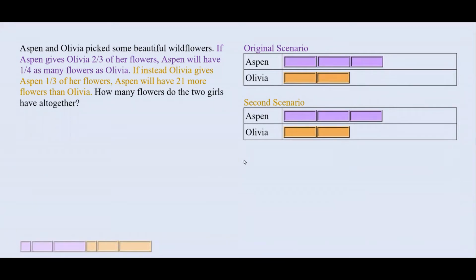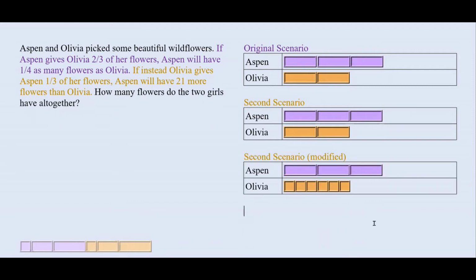Since it's hard to do, I'm going to replace each of Olivia's orange rectangles with 3 equal parts. Basically, the third table is the second scenario, except Olivia's 2 rectangles were replaced with 6 smaller squares, and 3 of those squares form 1 unit rectangle. Now, Olivia has 6 equal parts and 1/3 of 6 is 2, so she's giving Aspen 2 of her squares.